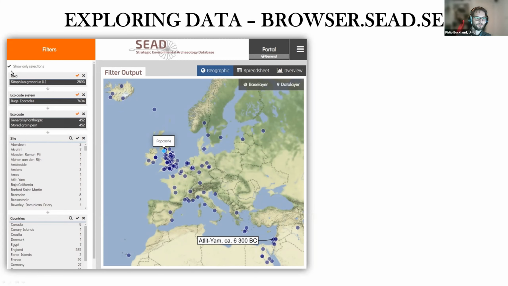So if we were to filter for all records of Cytilus grenarius, it will give us all of these dots on the map. We can then ask what the ecological meaning of this is. We can ask for the BugsEcoCode system, and then it'll tell us this is a synanthropic species associated with people, and it's a pest of stored grain. And then it will give us a list of the sites.